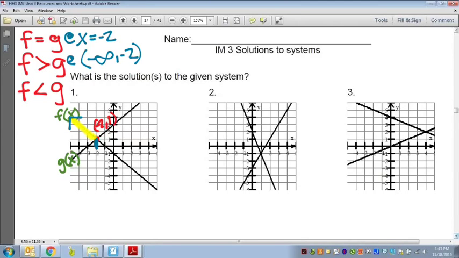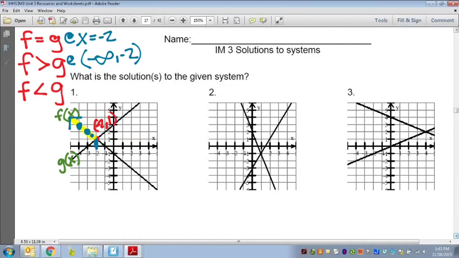So my answer is an interval, meaning I have a whole interval of answers that are greater than g, right? I could pick any one of those numbers. I could pick x equals 4. Yep, that's greater than g. I could pick x equals 3. Yep, that's greater than g. I could even pick 2.5. Yep, that's greater than g. So there's a whole bunch of different places that are greater than g. So that's why I write the interval. So f is greater than g from negative infinity all the way to negative 2. Because at negative 2, that's where it actually becomes equal.